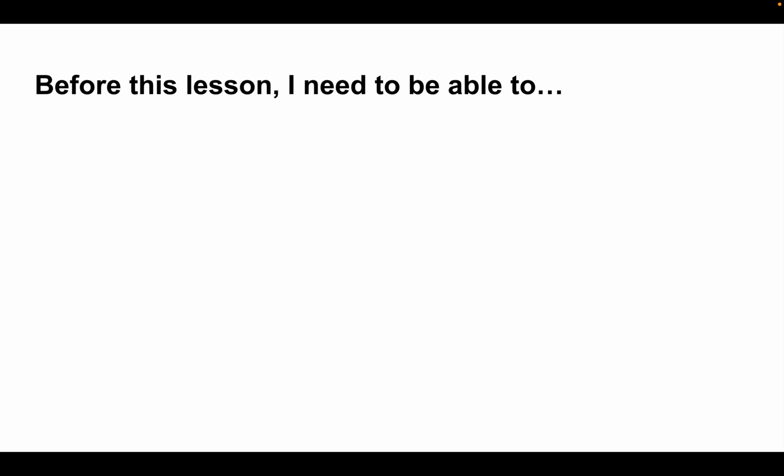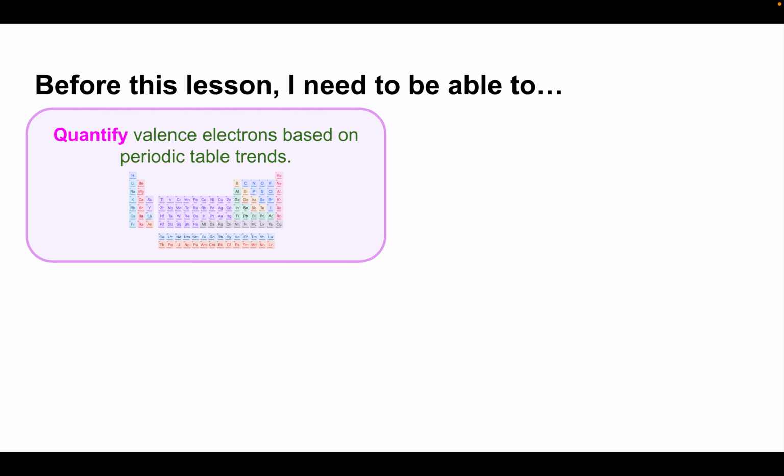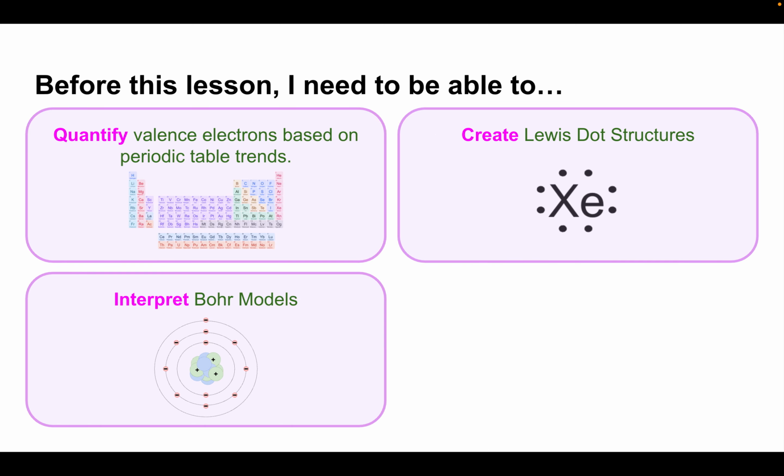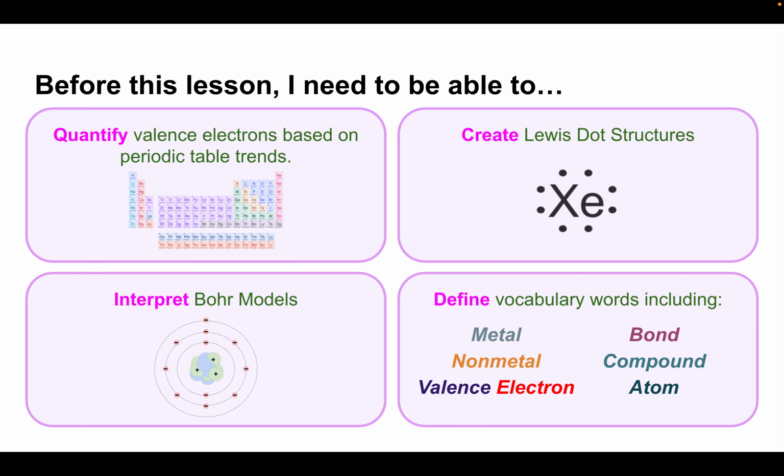Before you start this lesson, you need to be able to quantify valence electrons based on periodic table trends, create Lewis dot structures, interpret Bohr models, and define the vocab words that are listed here.